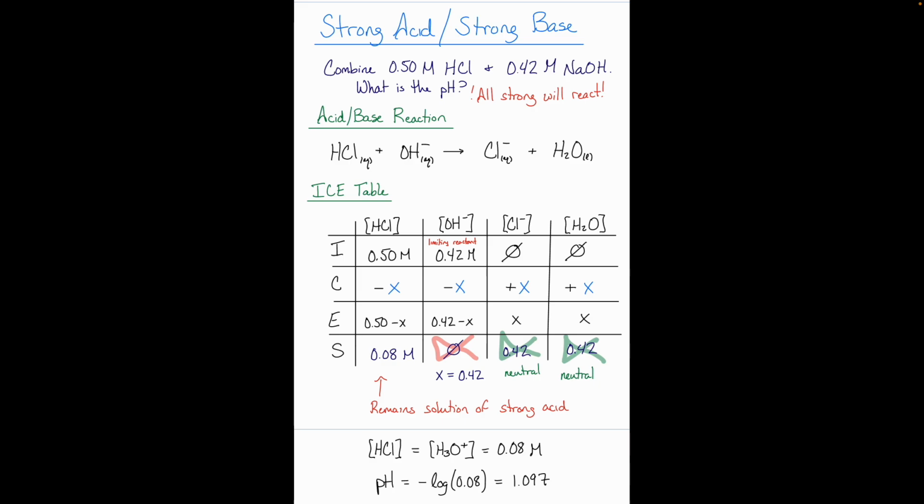If I had started out instead with more hydroxide than HCl, then at equilibrium, I'd be left with a solution of strong base, and I would do my pH calculation for a solution of strong base. Okay? All right, so that's strong and strong. What about a strong base with a weak acid?